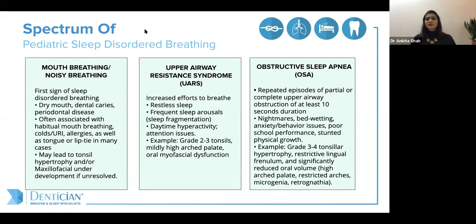Their tonsils are also quite large. There could be restrictive frenulums. There could be high arch palates. There could be a defect in the orofacial growth.